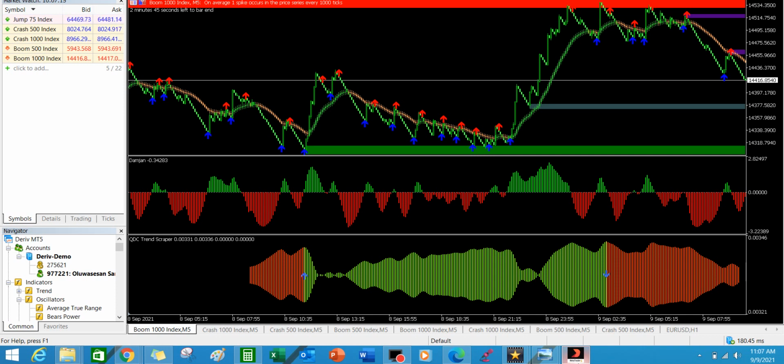Okay, because it goes up steadily till it gets to a place where there will be a sudden crash down in the market, in the market price. So that is the way it works.